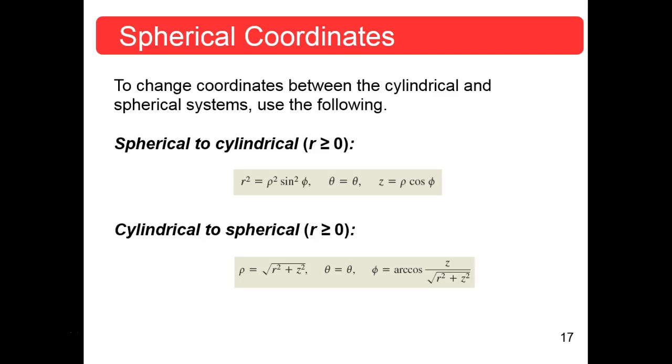Okay. And then going the other way, r squared plus z squared is exactly rho squared, so rho would be the square root of r squared plus z squared. Theta is equal to theta, that stays the same, and the phi is the arc cosine. It's very similar to the other one because remember r squared is x squared plus y squared, so this is z over the square root of r squared plus z squared. So those are fairly straightforward, but nothing completely obvious.